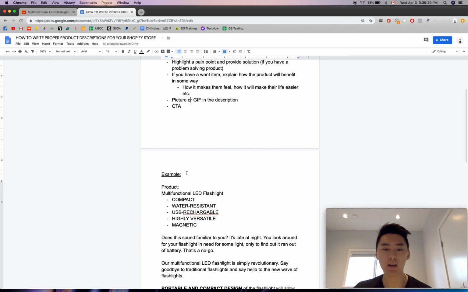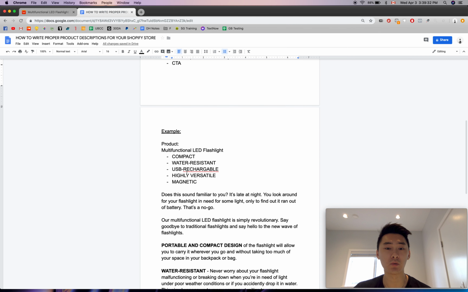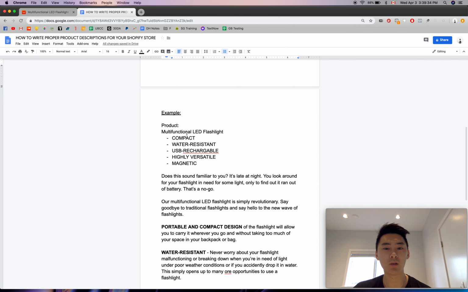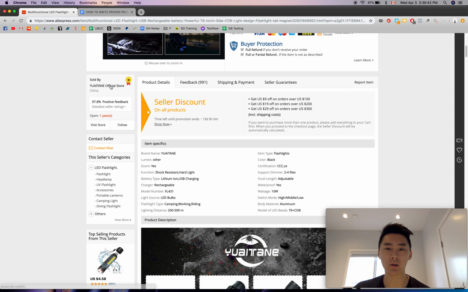So here I have an example that I want to show you guys just in case you don't really get what I mean. So I provided an example here. It's a multi-functional LED flashlight. So these are all the benefits that I've highlighted. This is the product right here.